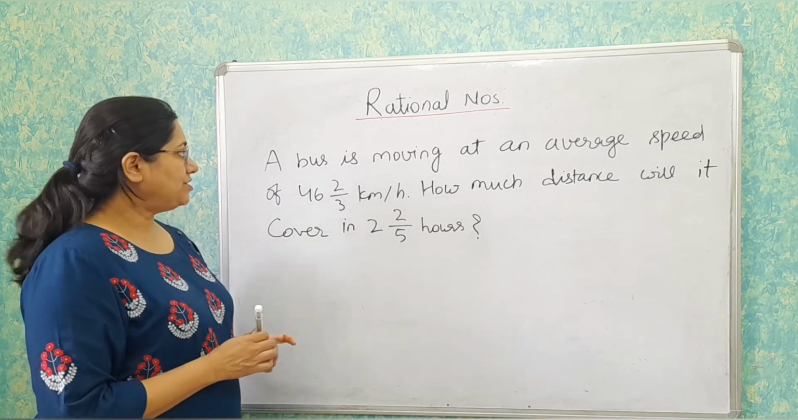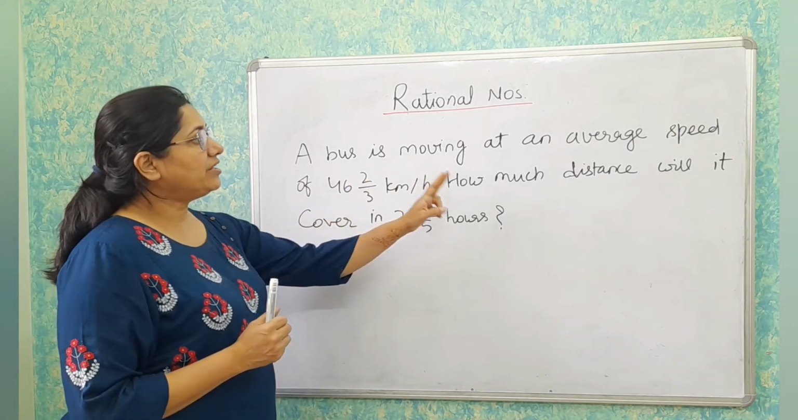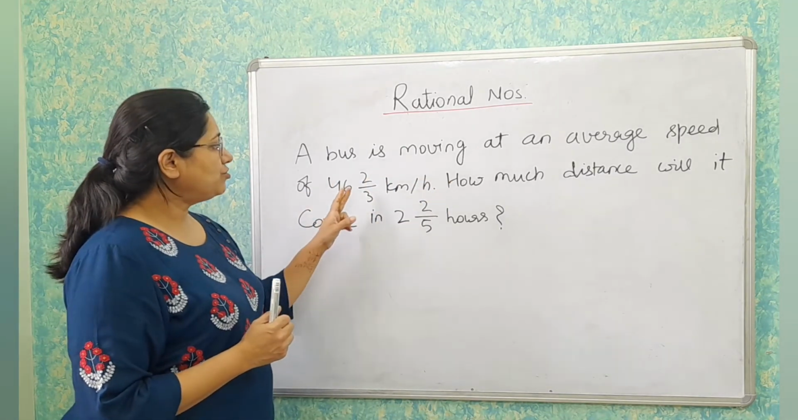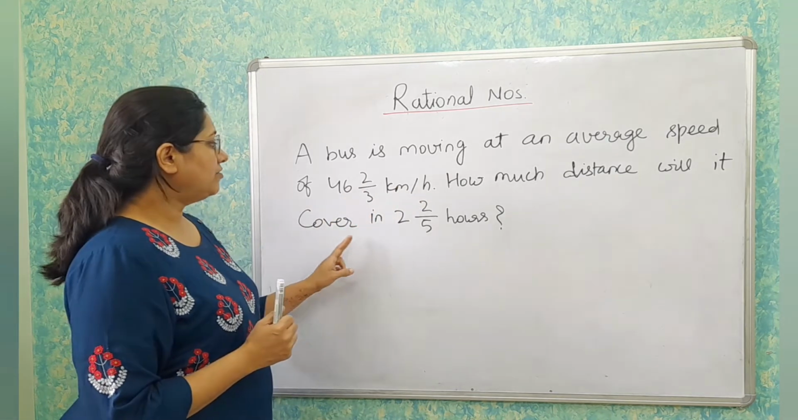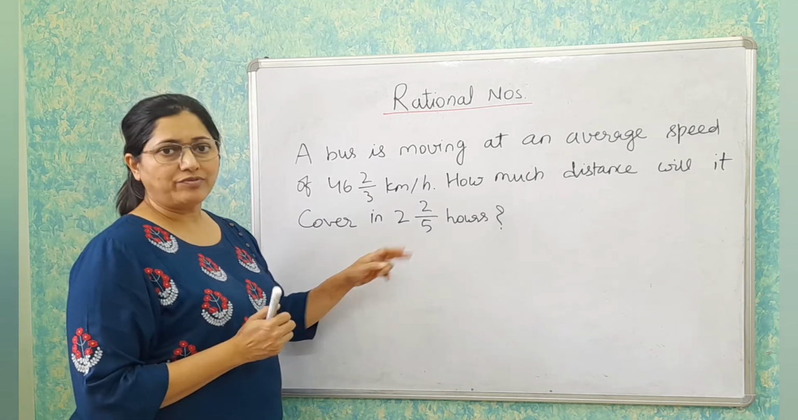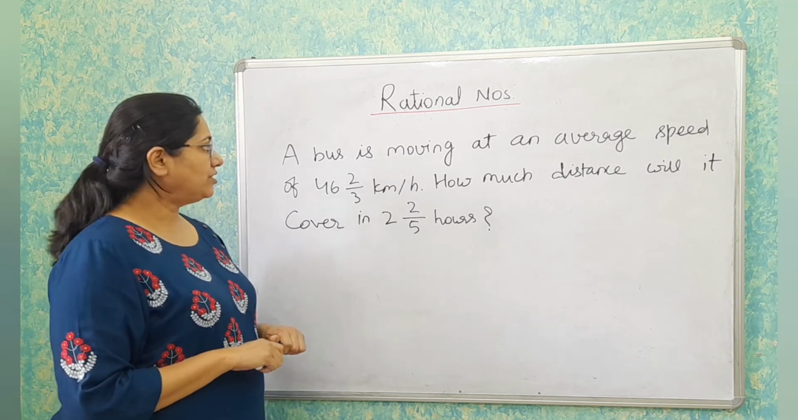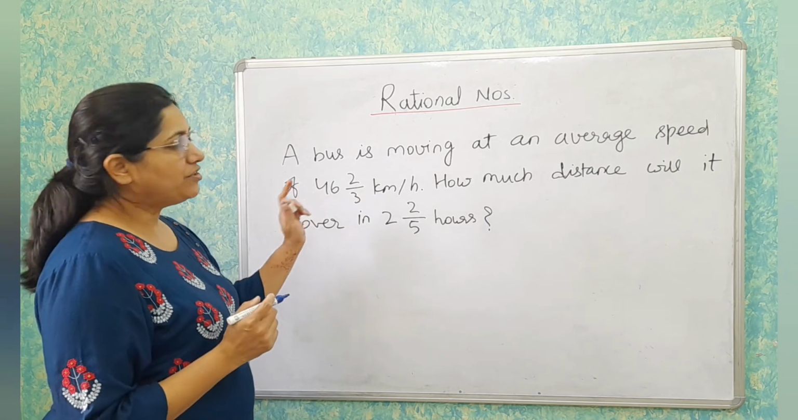Let's take the first story sum. A bus is moving at an average speed of 46 2/3 km per hour. How much distance will it cover in 2 2/5 hours? First we will find out the keywords. What is the speed of the bus?